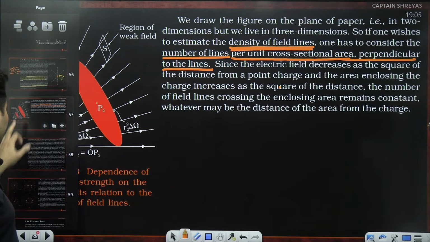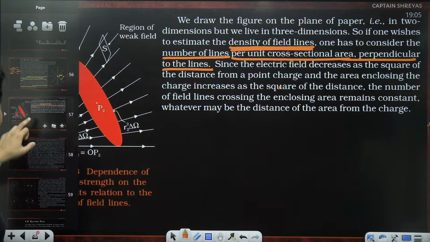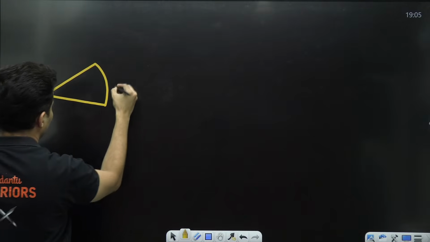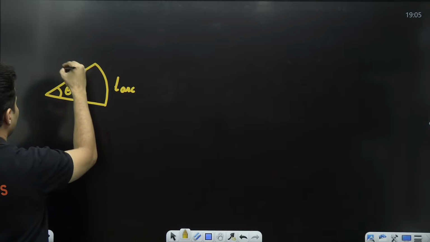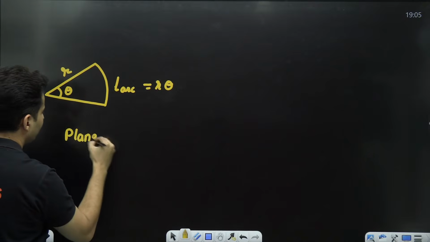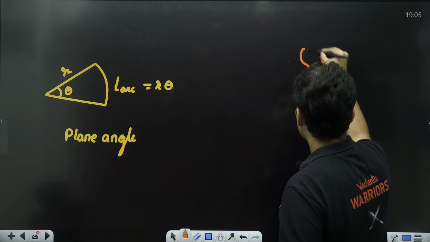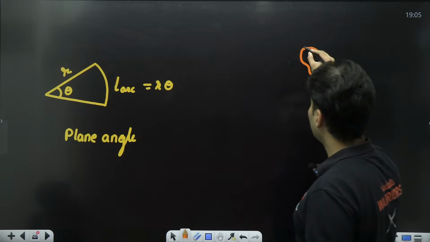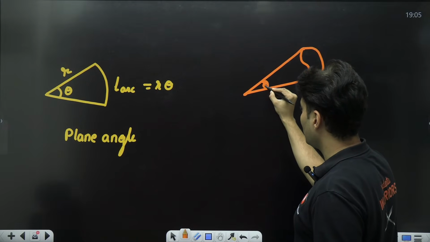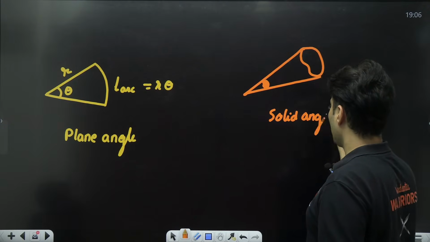Okay. In the next particular paragraph, what they mention is basically, see, there is this concept called solid angle. If you have forgotten, let me just remind you of this. If you have an arc, if this is the theta, this is the radius, the length of the arc is basically r into theta. This is basically called your plane angle. Then if you have an area, not an arc, an area, then at a point what it subtends is not an angle in 2D, but some weird looking figure, an angle in 3 dimensions. This is also called solid angle.